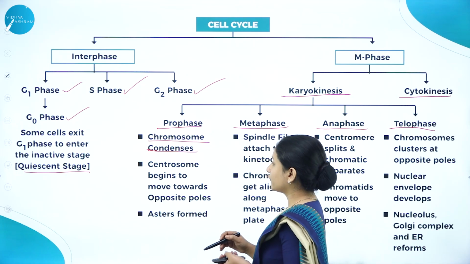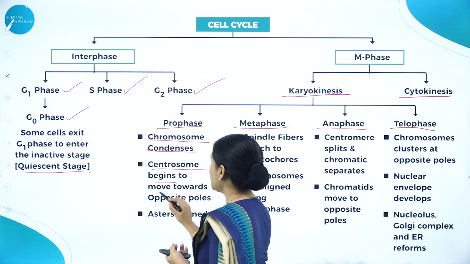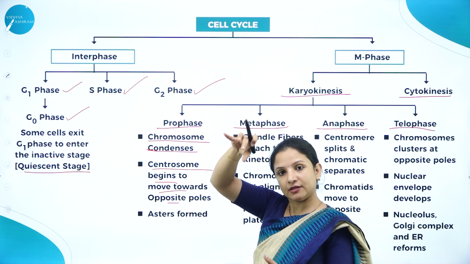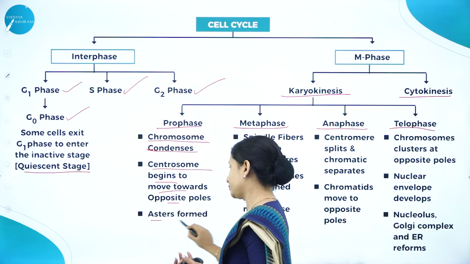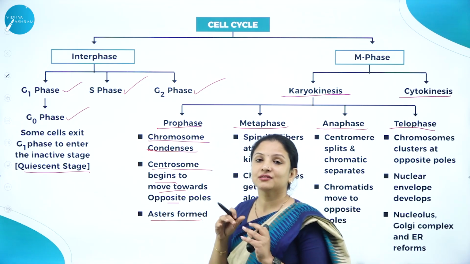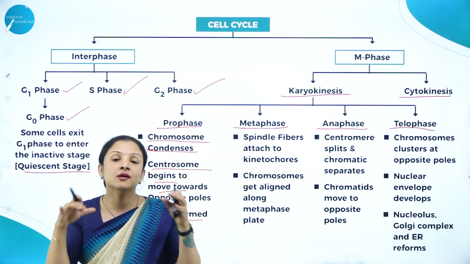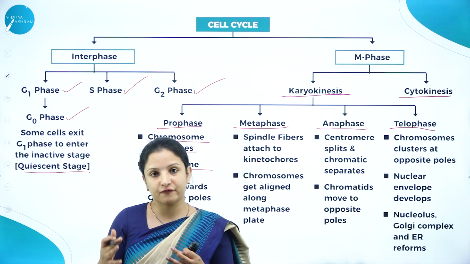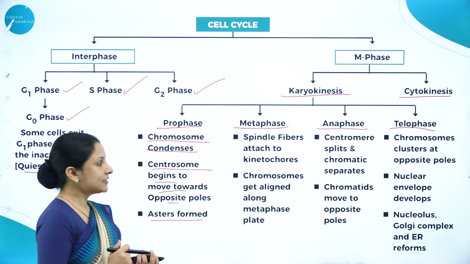After the condensation of the chromosomes, the centrosomes start moving towards the opposite poles of the cell. After the movement of the centrosomes to the opposite poles, asters get formed at the opposite poles. And the formation of the asters is quite important. Why? Because it is those asters that give out the spindle fibers, which are needed for the proper distribution of the chromosomes to the daughter cells in the next stages of mitotic cell division.